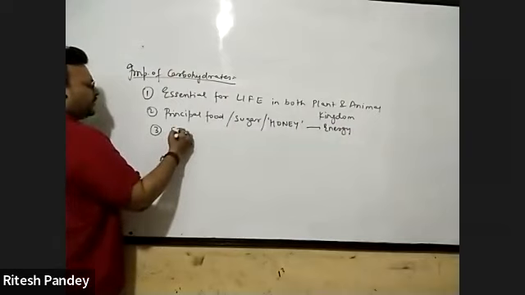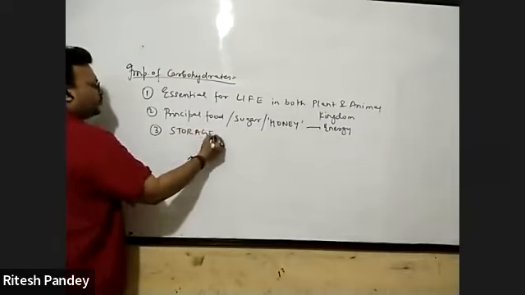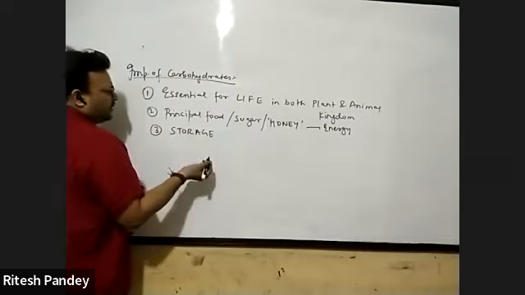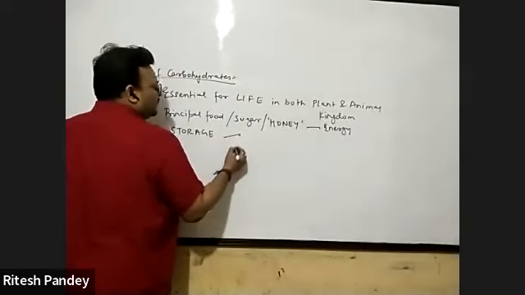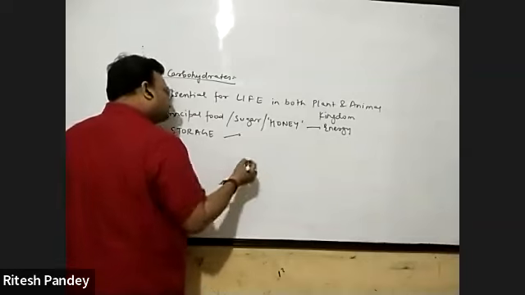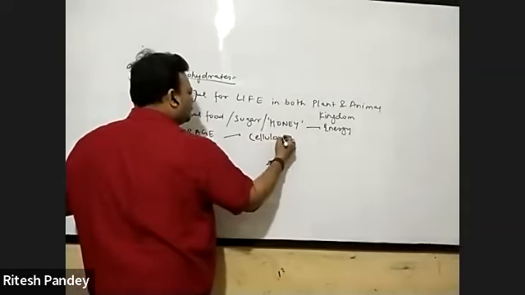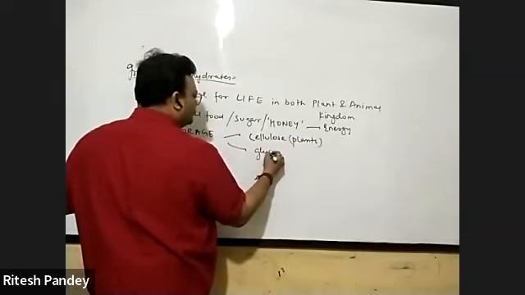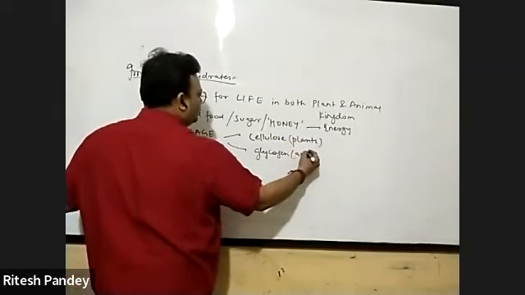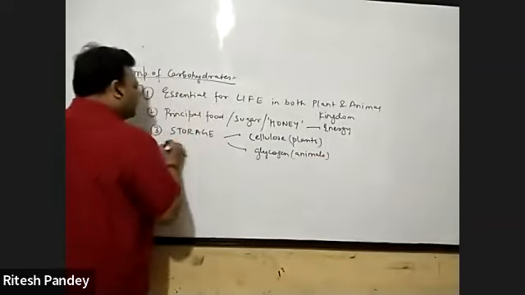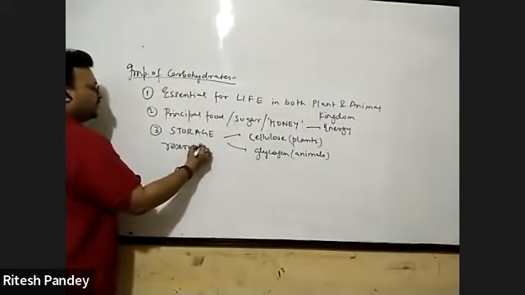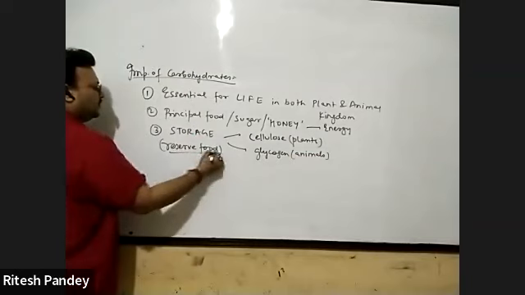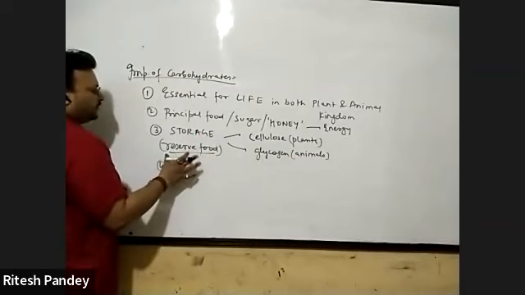Then it's going to be of storage purpose, cellulose in plants and glycogen in animals. So it's basically the reserve food, or a form of reserved energy.